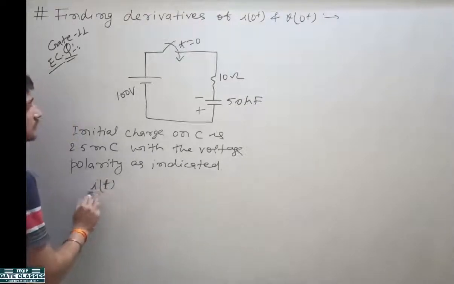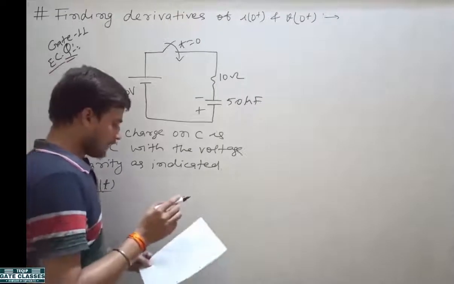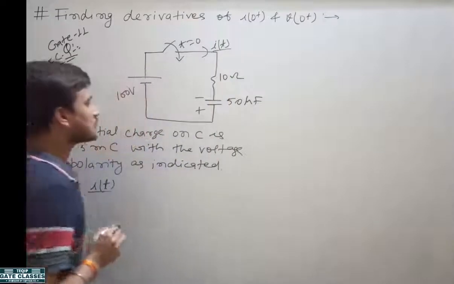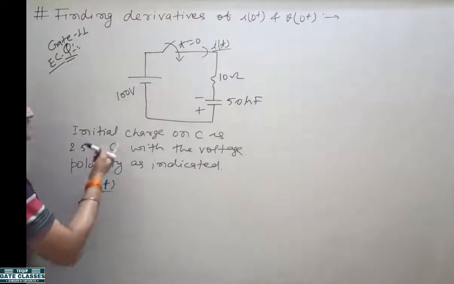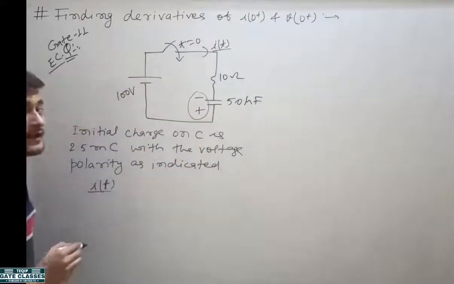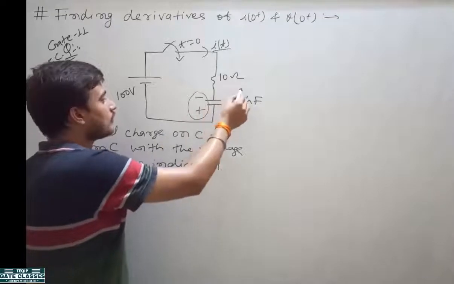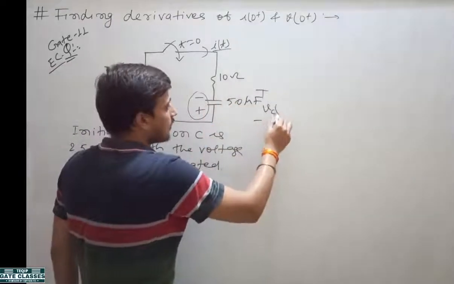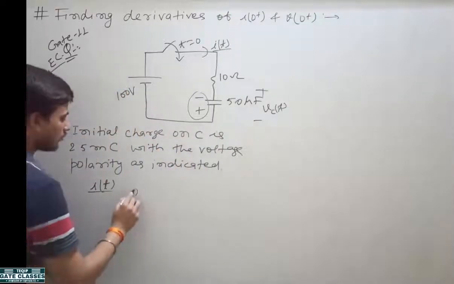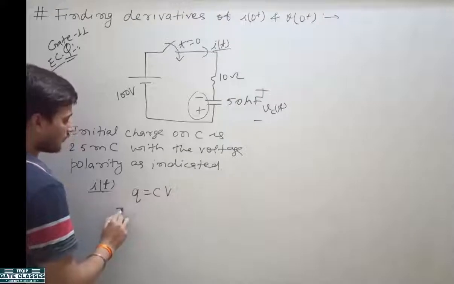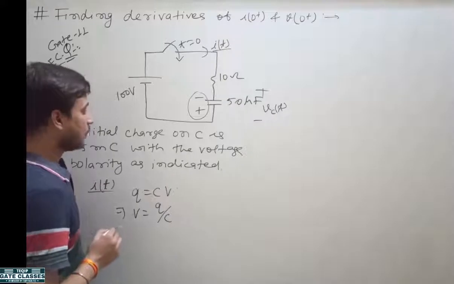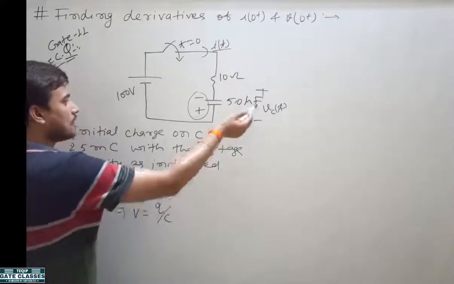Now the switch is closed at t equal to 0, and you have to write the expression for current i(t). See this question carefully. The initial charge on the capacitor is given with the direction of voltage as mentioned. So here the direction of voltage Vc(t) should be like this one, but here it is given as reverse. Reverse means what? You write Q equal to C into V. From here V will be Q by C. But here the direction is given as negative.